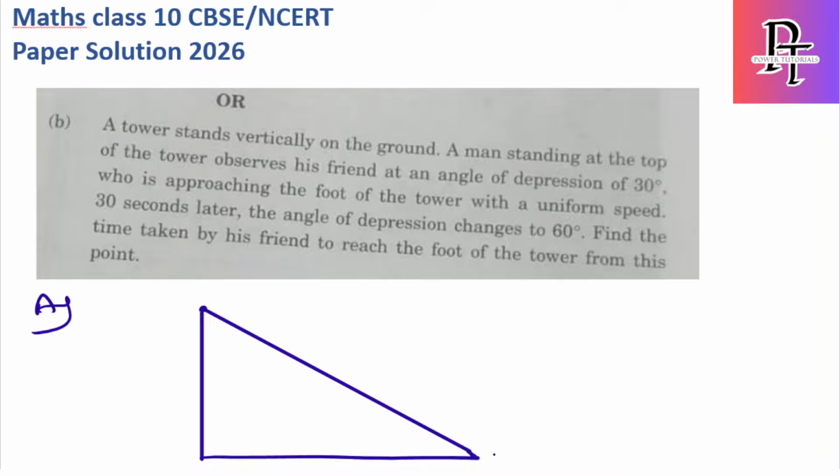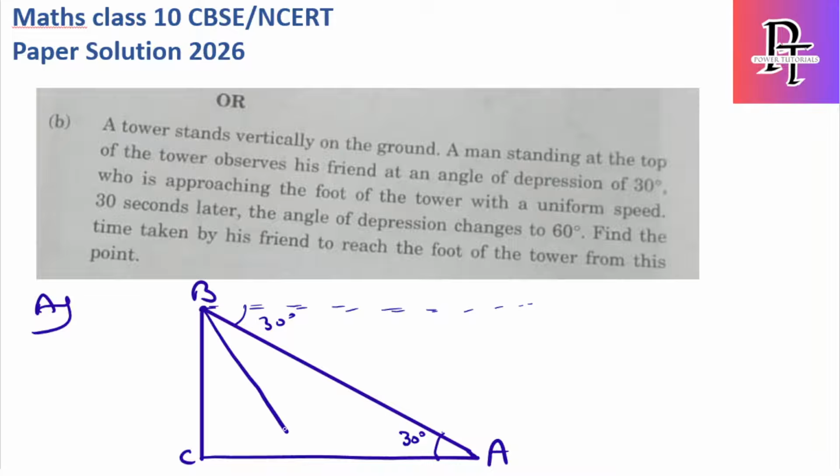Okay, so this position I'm marking as A, this one as BC. From this position the angle of depression is 30. So let's mark a shaded line, and this angle is 30. By the angle of depression concept, alternate angles, this angle will also be 30. Approaching with uniform speed, 30 seconds later the angle of depression changes to 60.